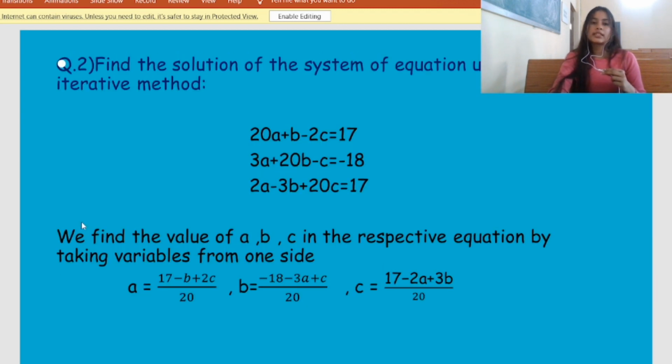On coming to the second question, find the solution of the system of equations using iterative method. We have three equations: 20a plus b minus 2c equals 17, 3a plus 20b minus c equals minus 18, 2a minus 3b plus 20c equals 17.